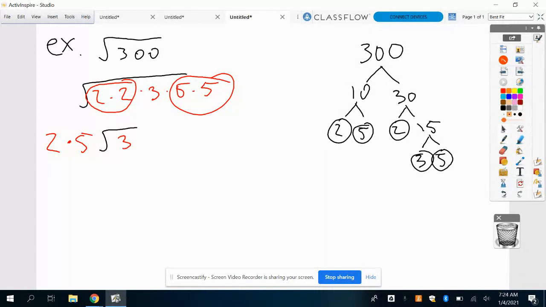So the last thing you need to do is multiply that 2 times 5, which is 10, square root of 3. And there's your answer. So if you wanted to simplify square root of 300, it'd be 10 square root of 3.